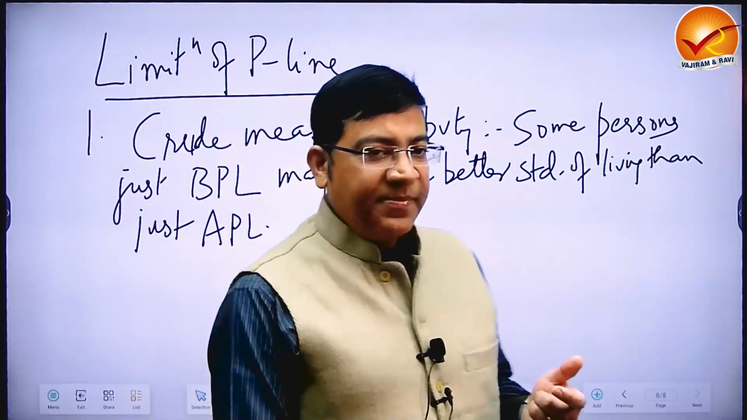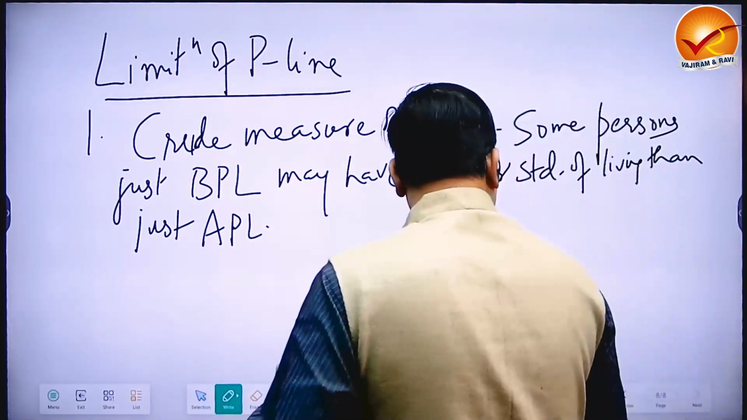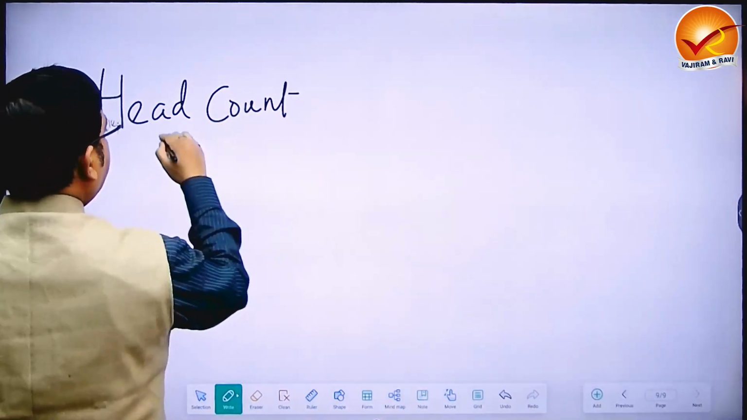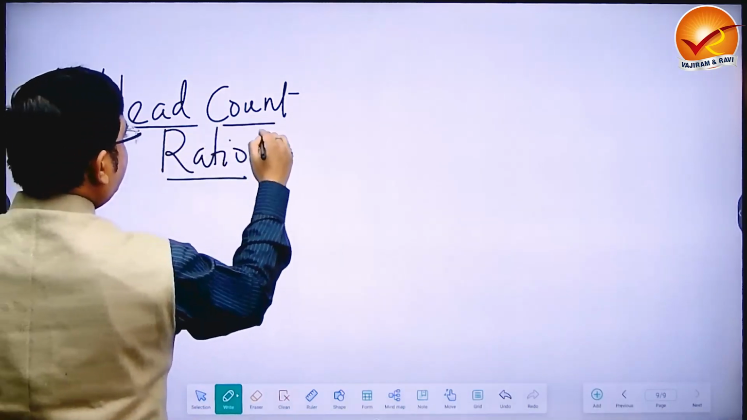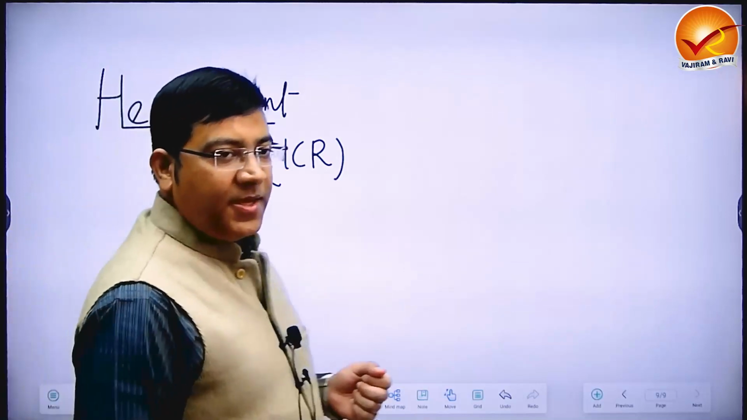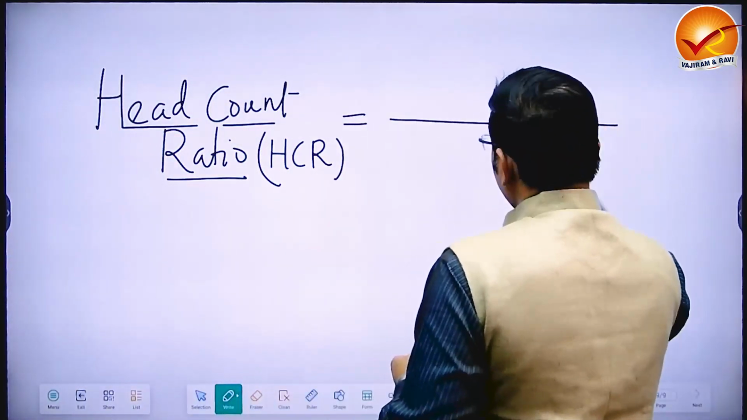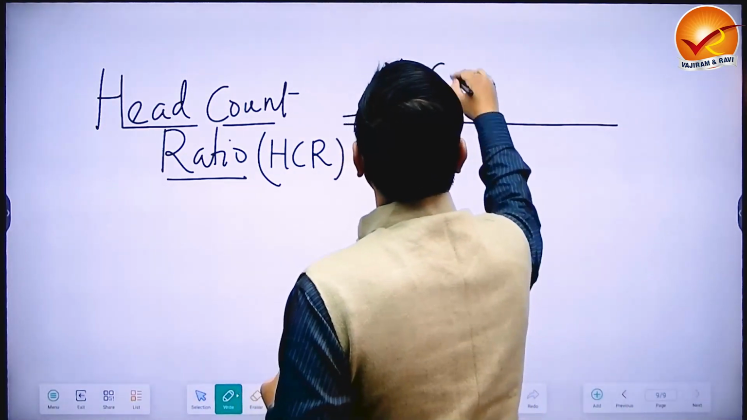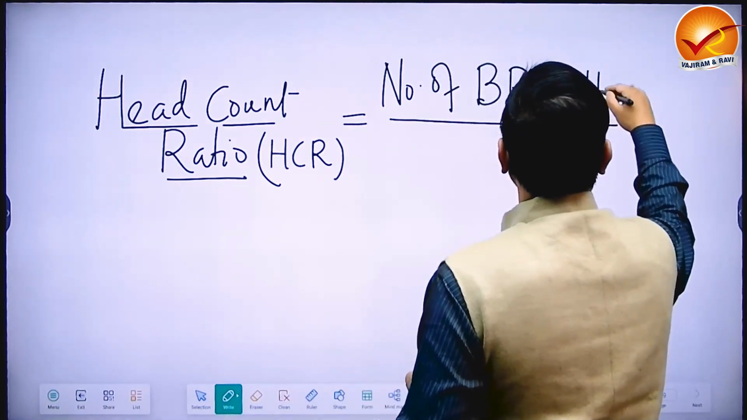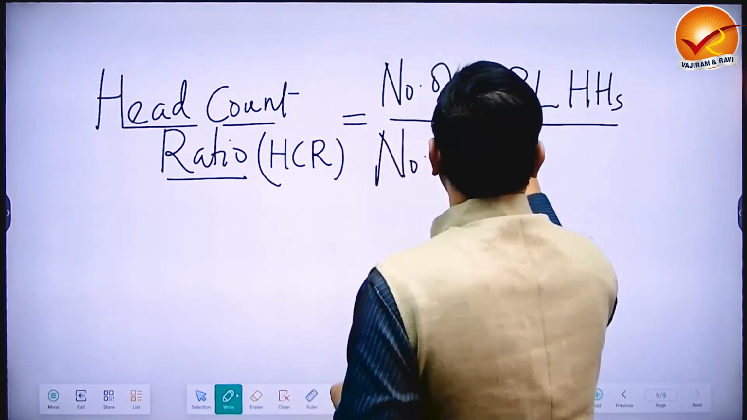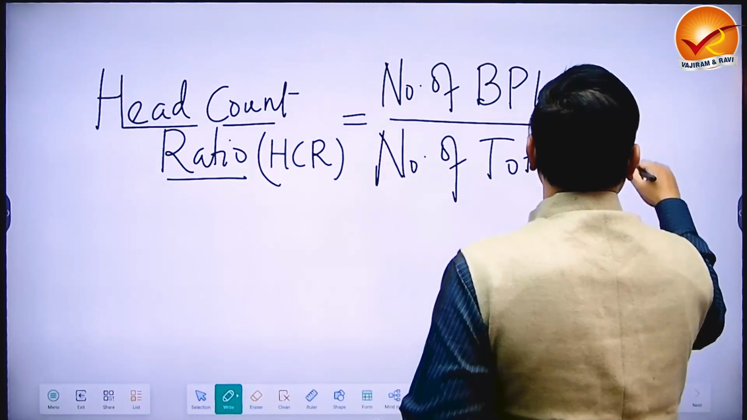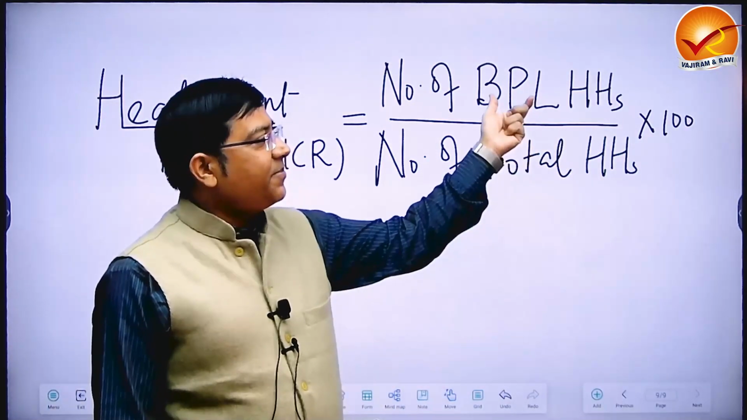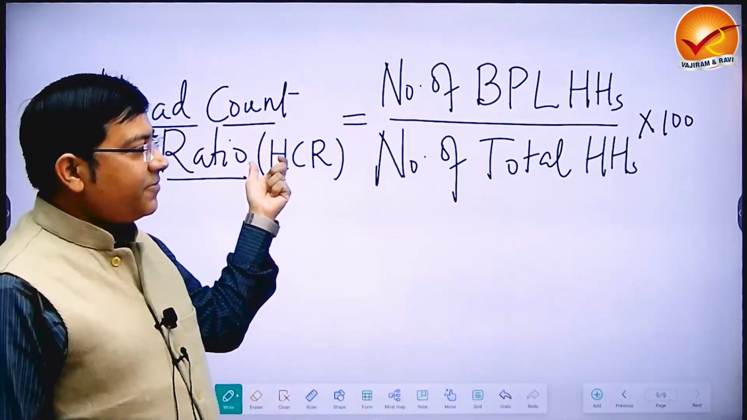Okay. Before I give you the second limitation, I'll come back to that representation. But before I give you that limitation, let's talk about a term related to the poverty line, which is called head count ratio. Head count ratio uses the poverty line concept to give us the incidence of poverty. So head count ratio measures the number of BPL households divided by the number of total households into 100, because normally we give it in percentage form. So what proportion of total households are BPL is the meaning of head count ratio.